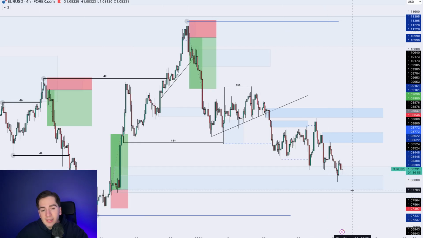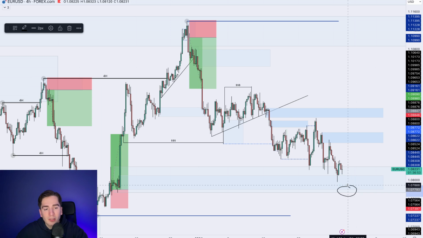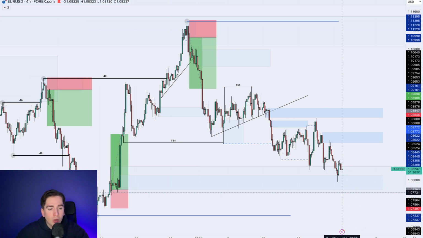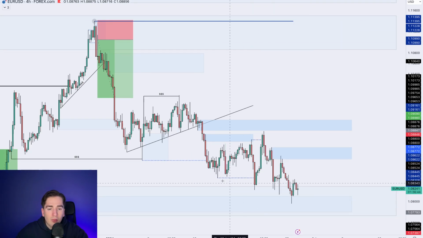And I do sincerely think that if this 4-hour area of demand does not hold and we break this level over here of 107.730, whatever, that we will just start breaking down further towards the downside, and that overall descending wedge play won't really play out. So that's based on the 4-hour.